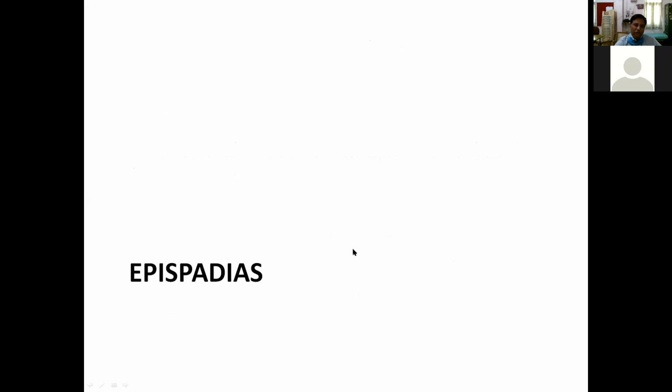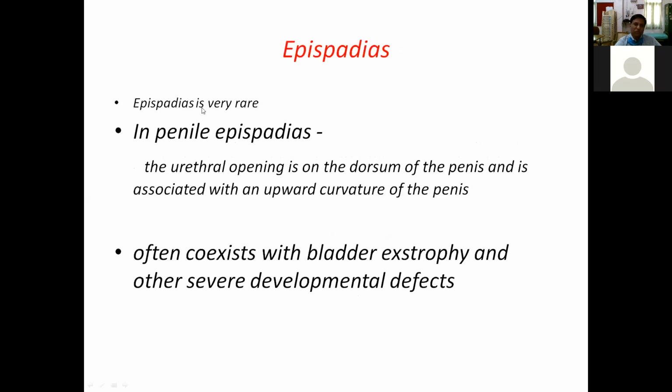Another very rare thing is epispadias. Here the opening will be on the dorsal aspect of the penis. It is very rare. The urethral opening is on the dorsum of the penis and is associated with an upward curvature of the penis. So in chordae, the curvature will be downwards, whereas in epispadias, the curvature of the penis will be upwards. It often coexists with bladder extrophy and other severe developmental defects.